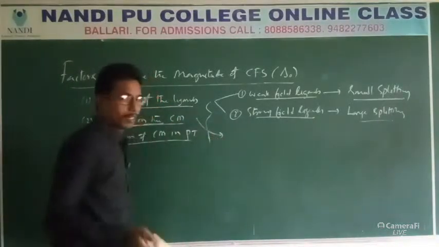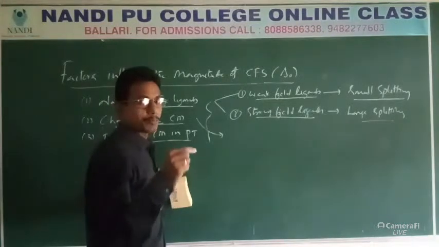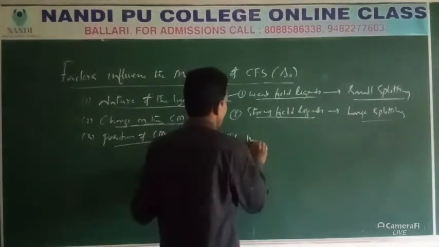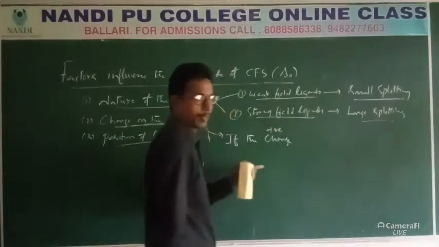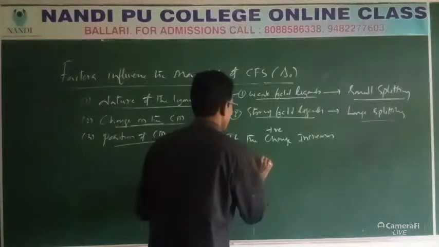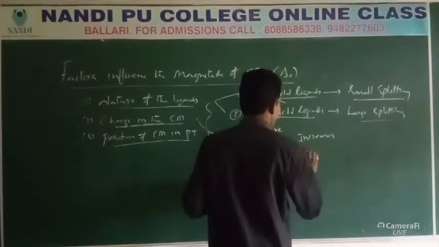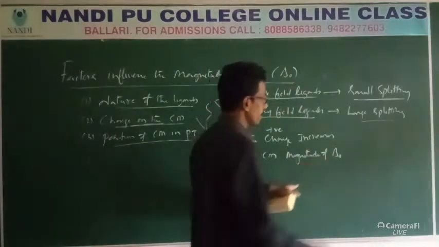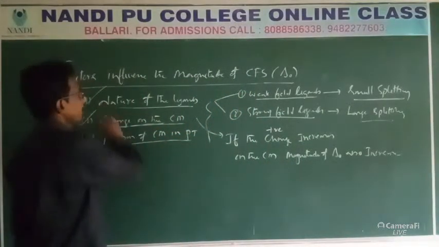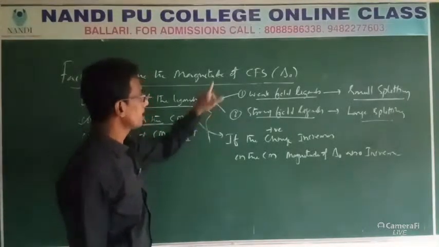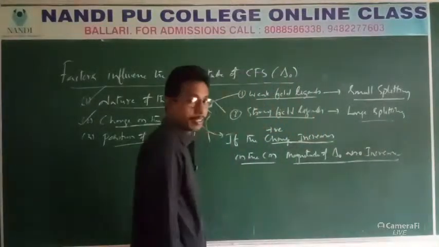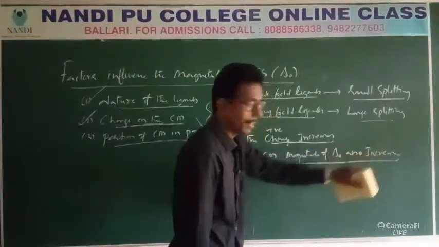Charge on the central metal. If the positive charge increases on the central metal, the magnitude of splitting also increases. Note down, charge on the CM. You know very well, positive charge is only present on the central metal. If the positive charge increases on the central metal, the magnitude of CFS also increases. Note down, children. The first factor is the nature of the ligand. Second factor, charge. What is the relation between charge and magnitude? If the positive charge increases on the central metal, the magnitude of crystal field splitting also increases.